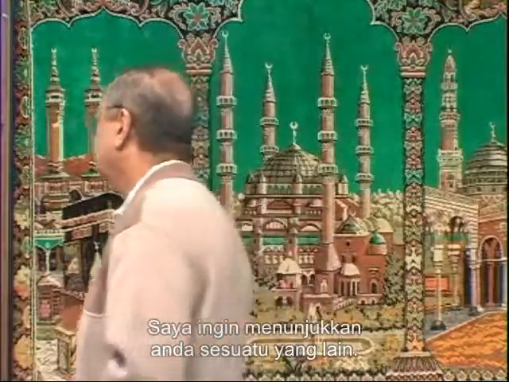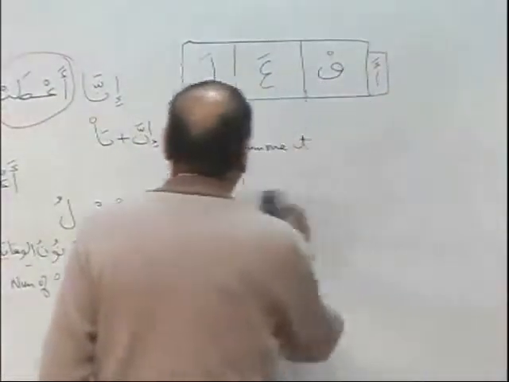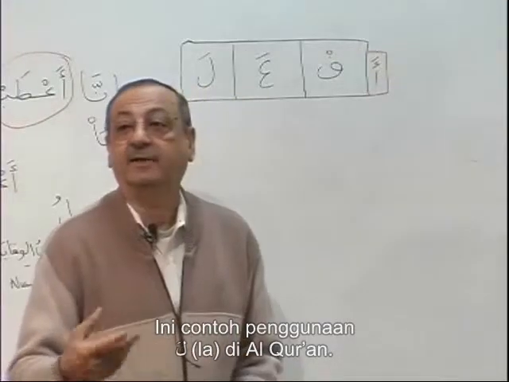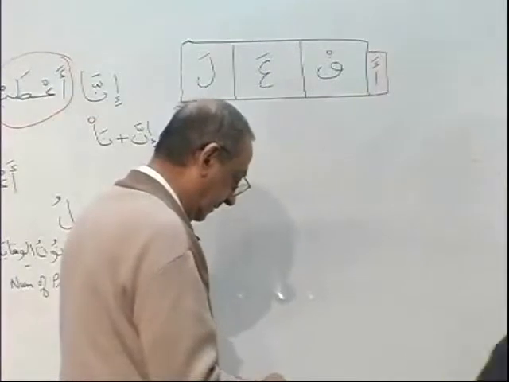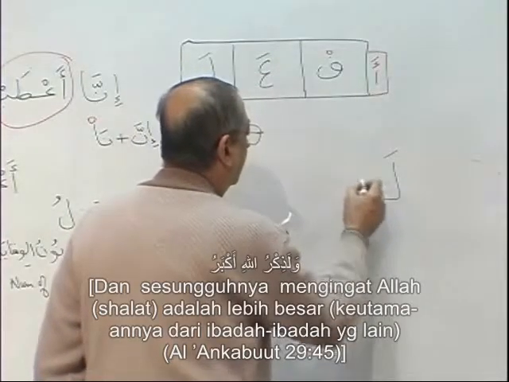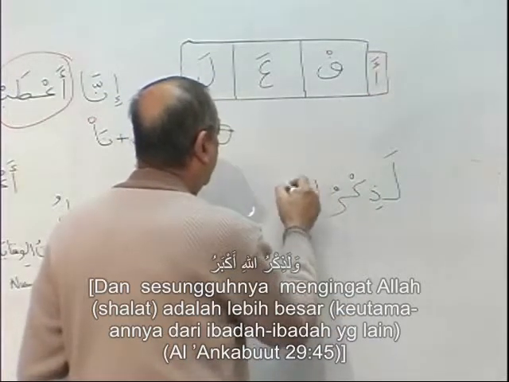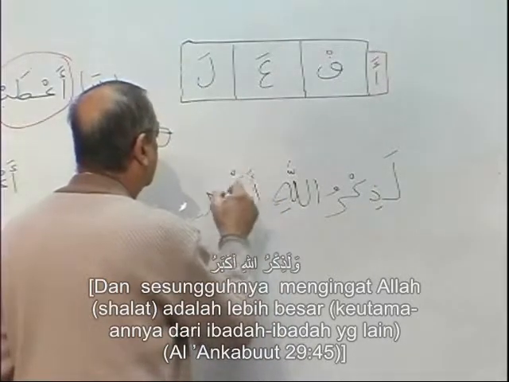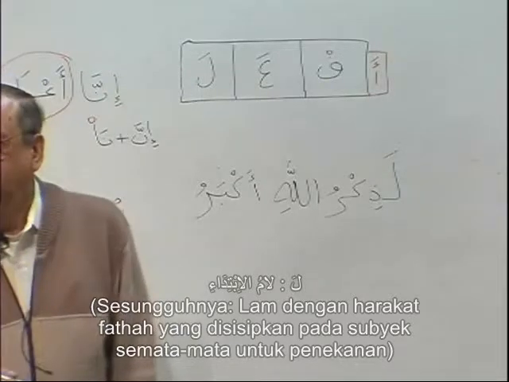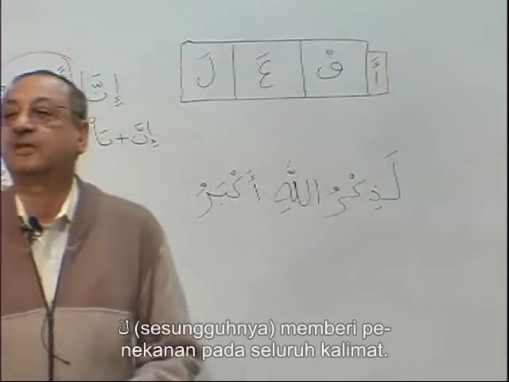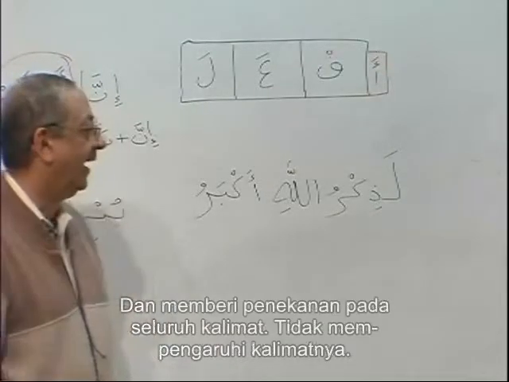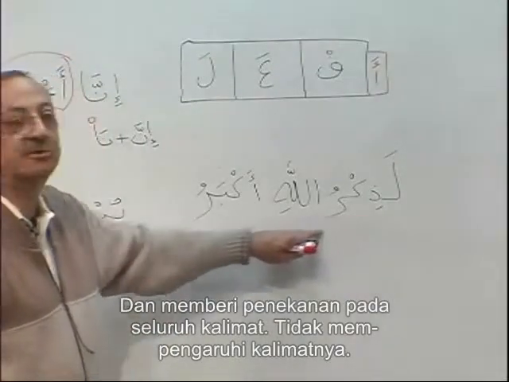Now I want to show you something else, brothers and sisters. This is how it comes in the Quran all the time. La zikrullahi akbar. So what is this lamu ibtida? Are you with me, brothers and sisters? What will you call it? Lamu ibtida. Fine. It emphasizes the whole sentence. Okay, it will always come with the mubtada in the beginning, and it gives emphasis to the whole sentence.